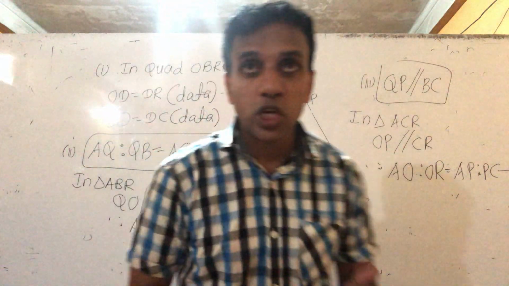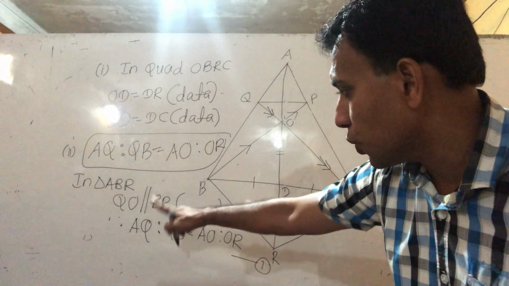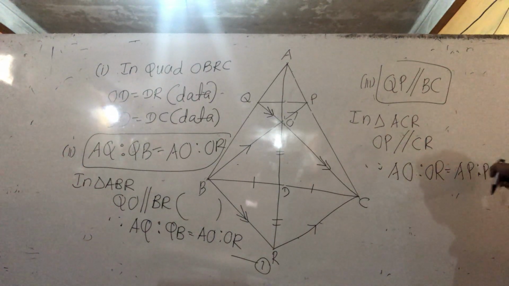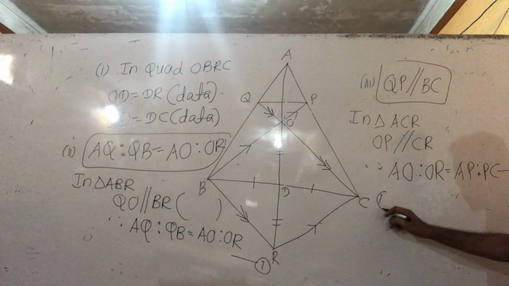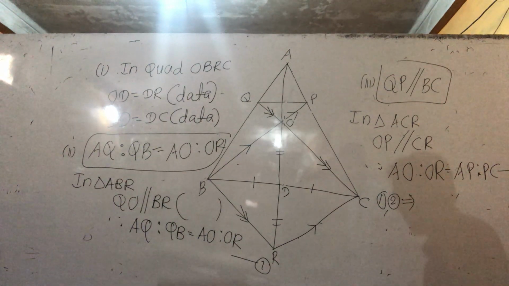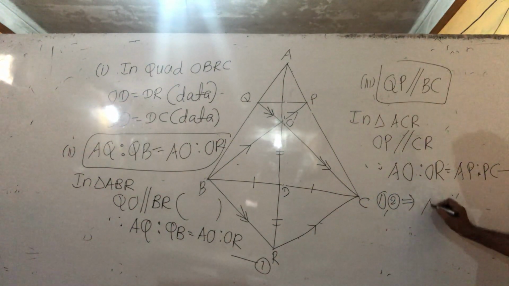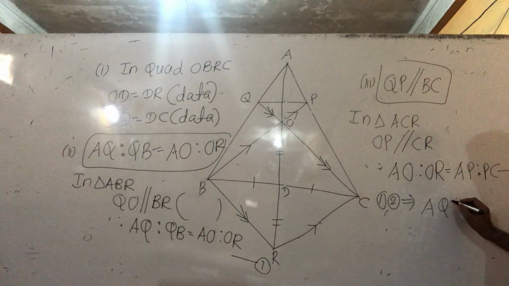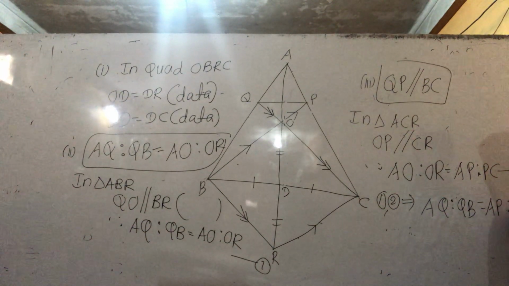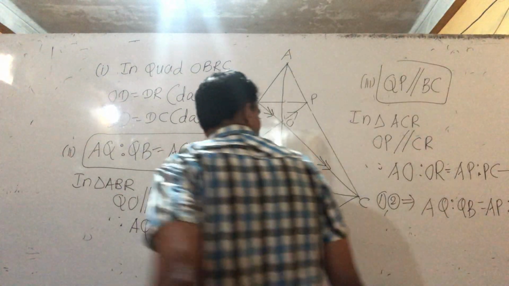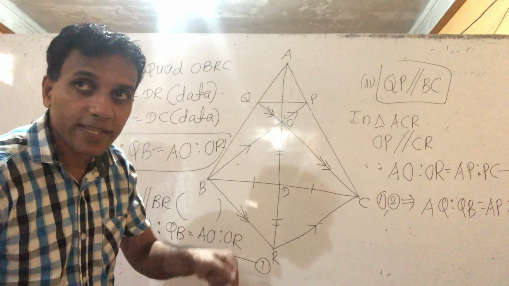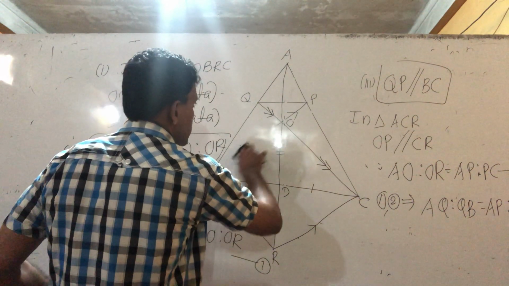See any conclusion by combining 1 and 2. AQ is to QB equals AO is to OR. Here the same AO is to OR equals AP is to PC. Therefore, 1 and 2 combined give a result. What is that? AQ is to QB equal AP is to PC. Important result for the last answer.